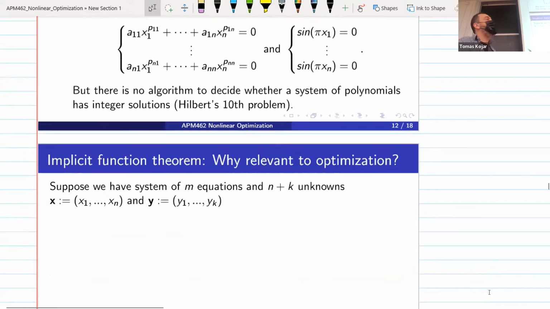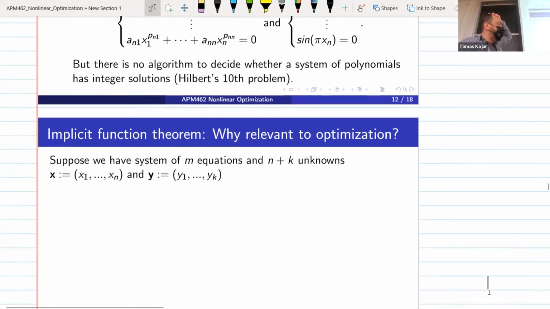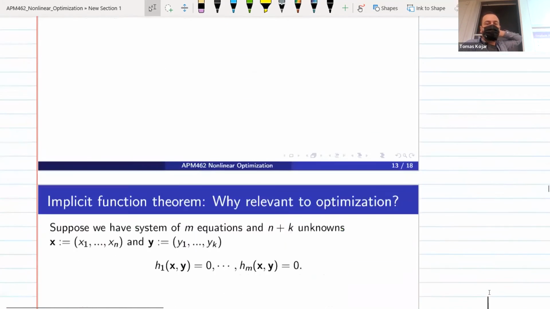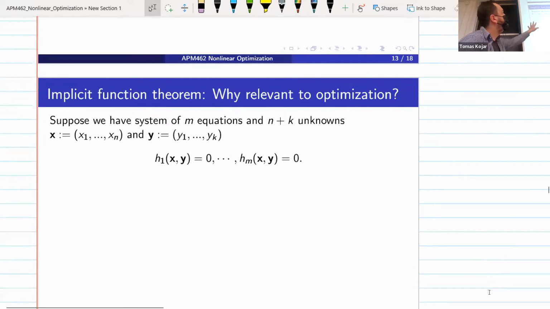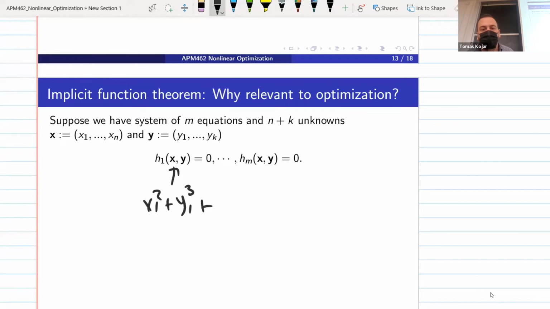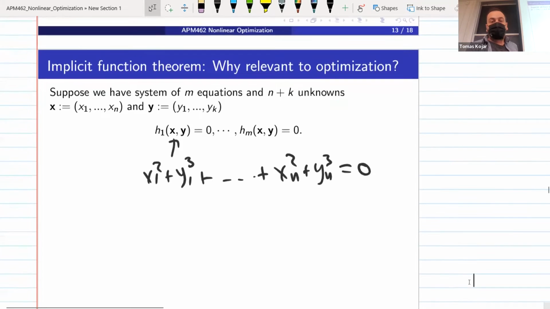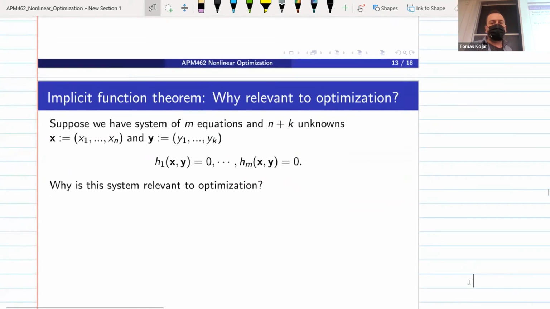All right, but why do we care in optimization? So now let's come back to applications. First, let me explain the system. Suppose you have a system of nonlinear constraints, like, I don't know, this could be x1 square, y1 cube, same thing, xn square, y1 cube. That's just an example. So why do we care about this system?